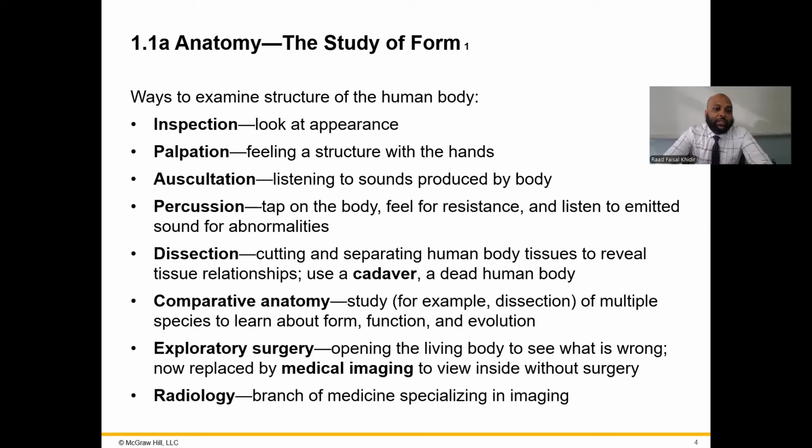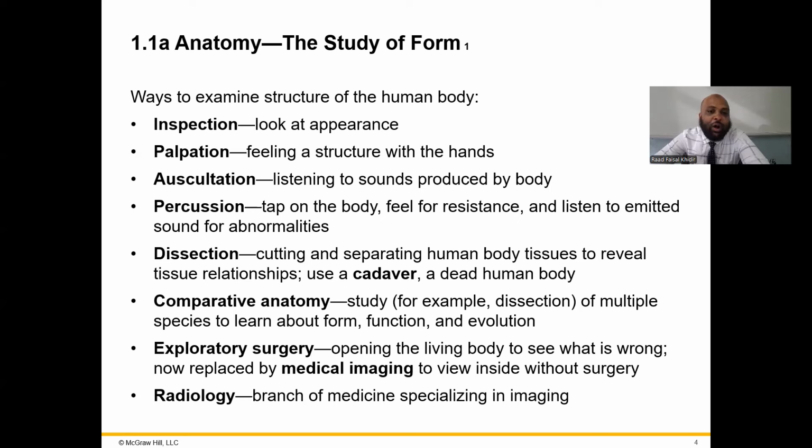So when we examine the body, there are multiple methods in the physical examination. We have inspection, where we use observation to look whether the patient is in distress, whether the patient looks disheveled, whether the patient is in a state of coma, for example. These observations help us make a decision for the better health of the patient.